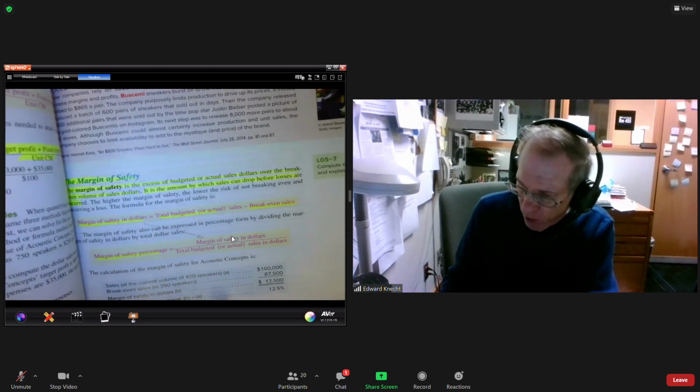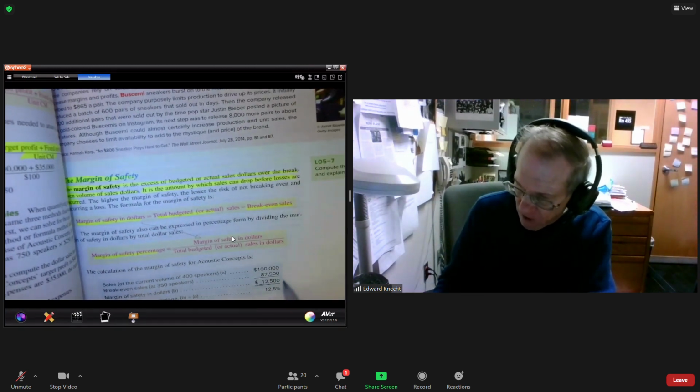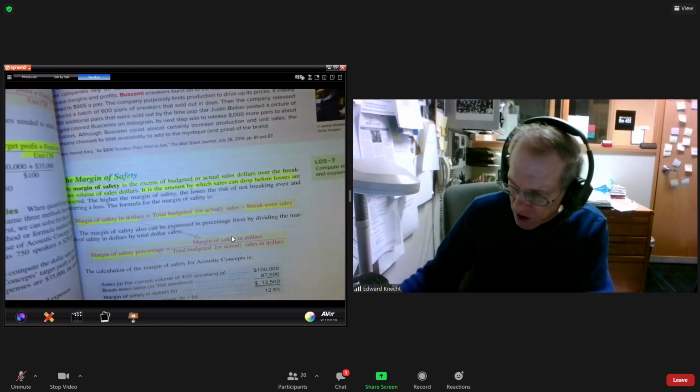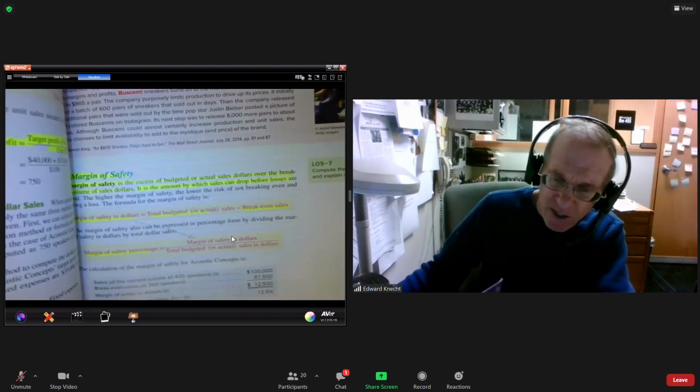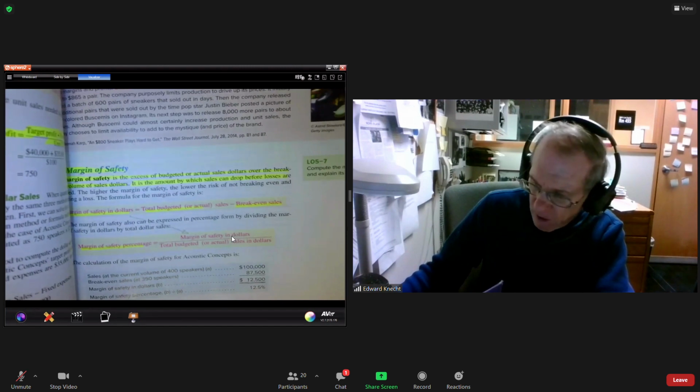And to get the margin of safety as a percentage, you take your margin of safety in dollars and divide it by your current sales dollars, or if this was a budget, your budgeted sales. So margin of safety in dollars, margin of safety as a percentage. That isn't that difficult for people like you. I wouldn't think so either.